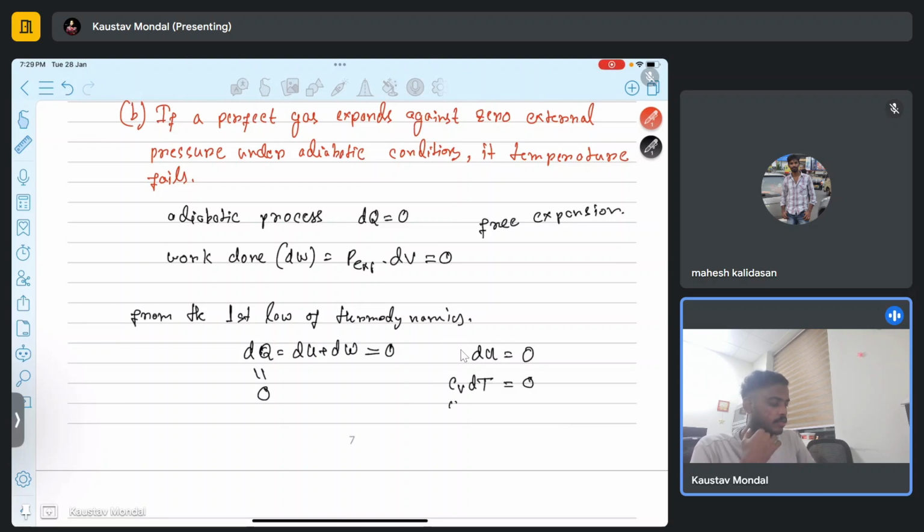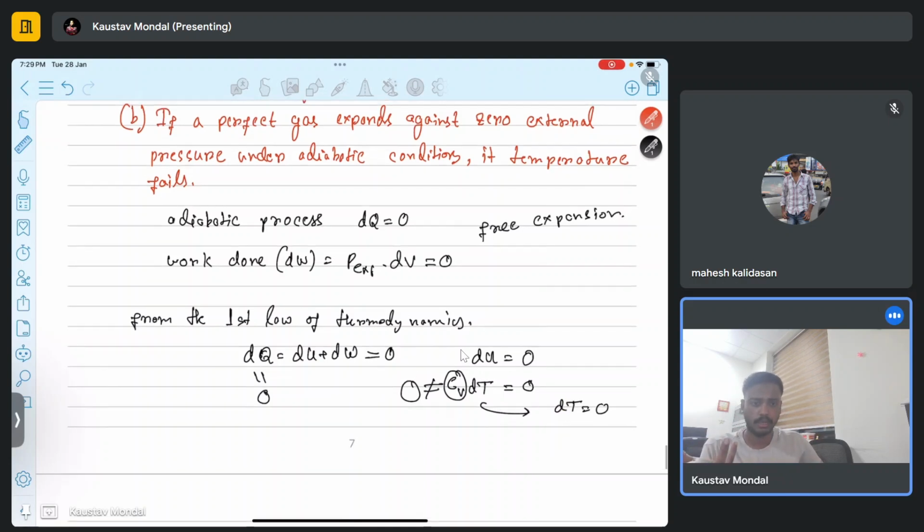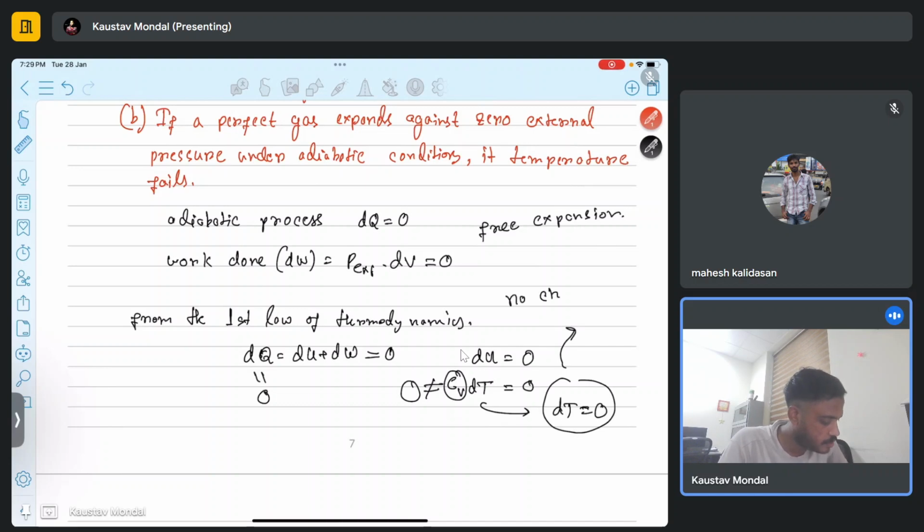So cv cannot be equal to 0, because this is the specific heat of a gas and cannot be equal to 0. So the only solution is dt will be equal to 0. That means there is no change in temperature, which basically suggests no change in temperature.